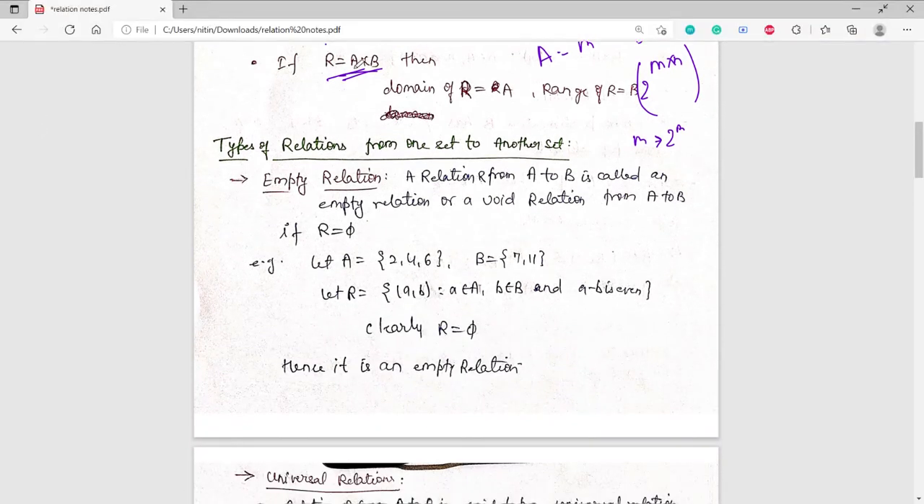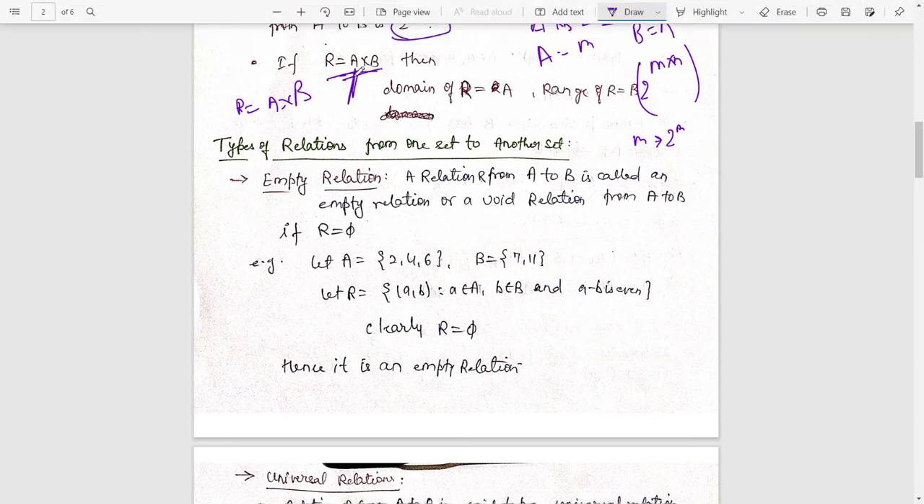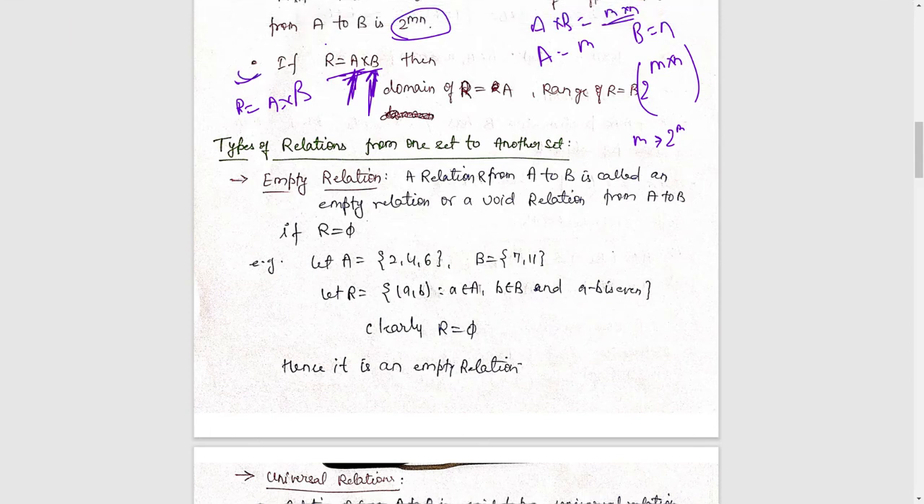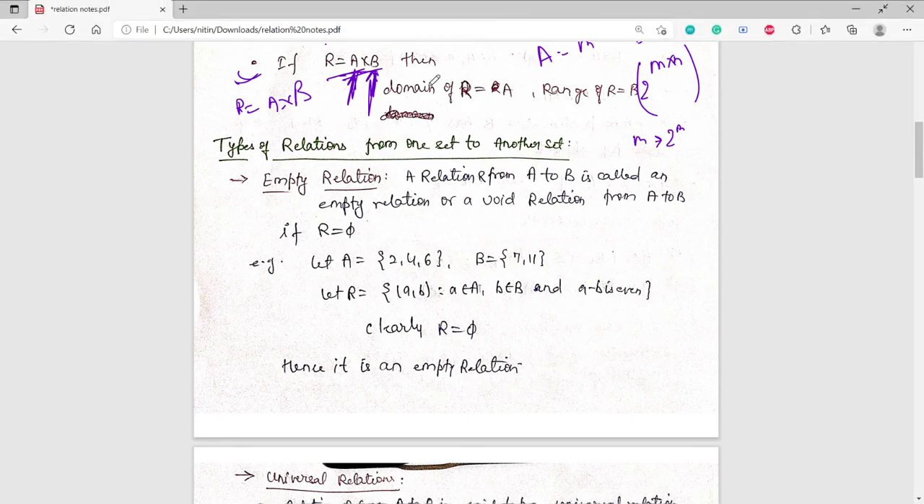The next thing is that if R is equal to A cross B, then A is termed the domain of R, and B is termed the range of R. So the first set is termed the domain of R, and the second set is termed the range of R. You have to keep this in mind, and we will use this definition while defining the function later also.